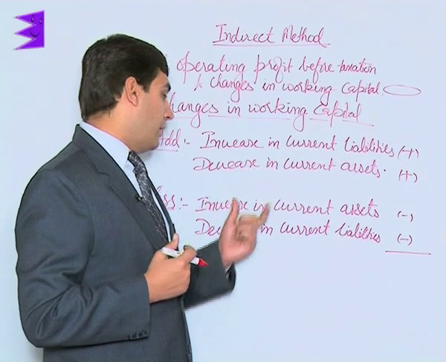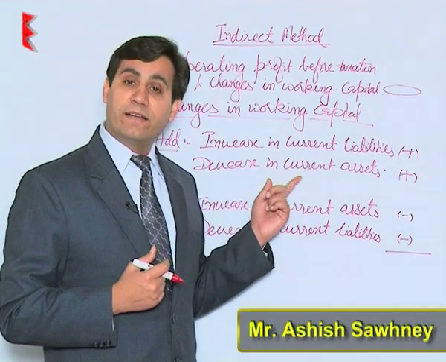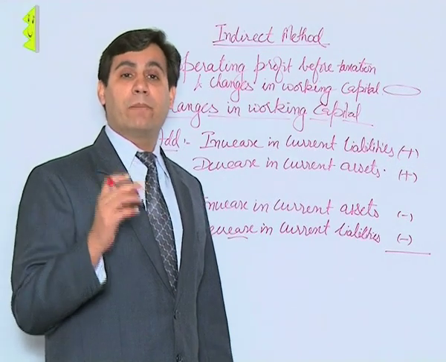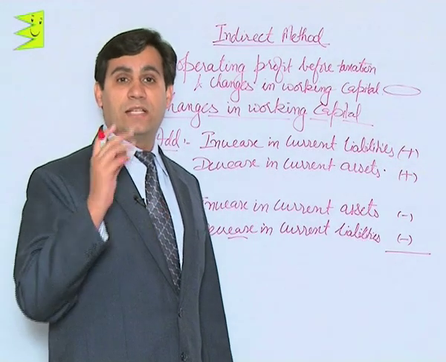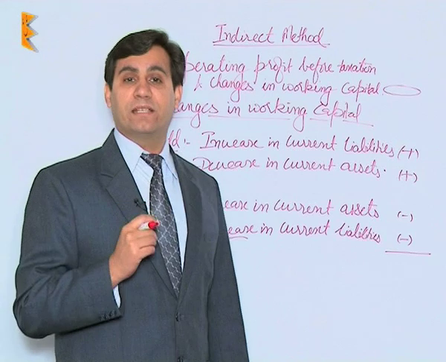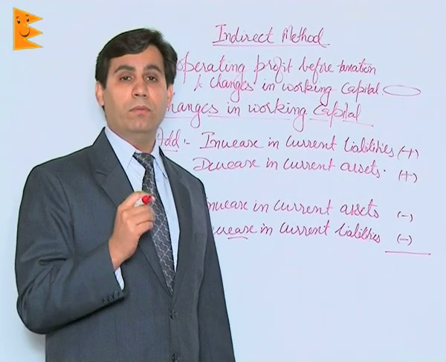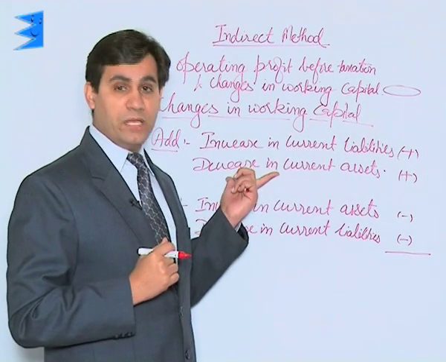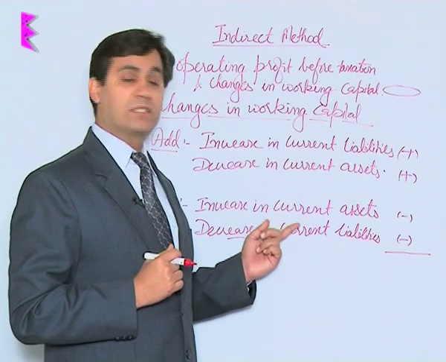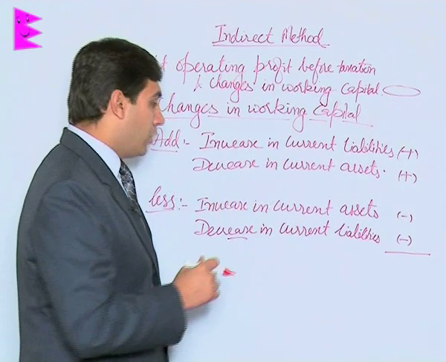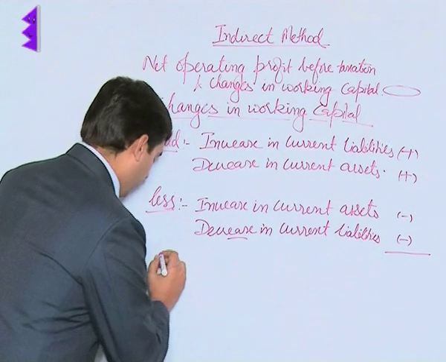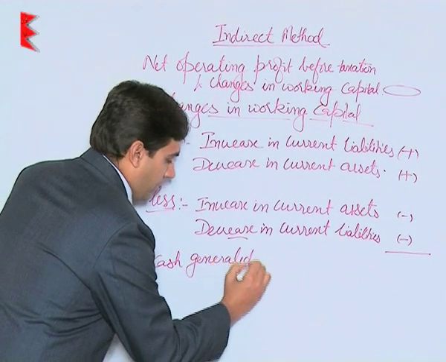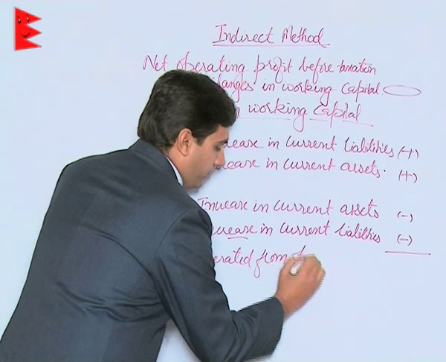Since we are paying, it would involve an outflow of cash, hence deducted. Coming to current assets, any decrease in current assets is added here. Why? Any decrease in current assets implies that we have collected money on account of those current assets. Let's say, for example, debtors. Any decrease in debtors would mean that we have collected money from debtors. Since we have collected money from debtors, that is an inflow, hence should be added, and vice versa in the deduction part. So once we have done it, we will get cash generated from operations.